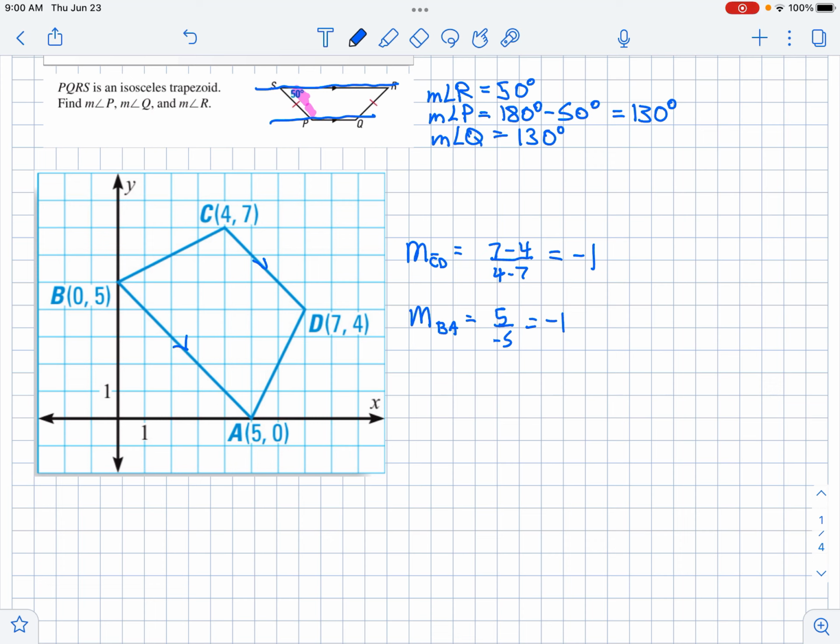Now, I'm wondering if it's isosceles. Well, if it's isosceles, then this length here has to be the same as this length here. That's what has to happen. Let's see if that's the case.